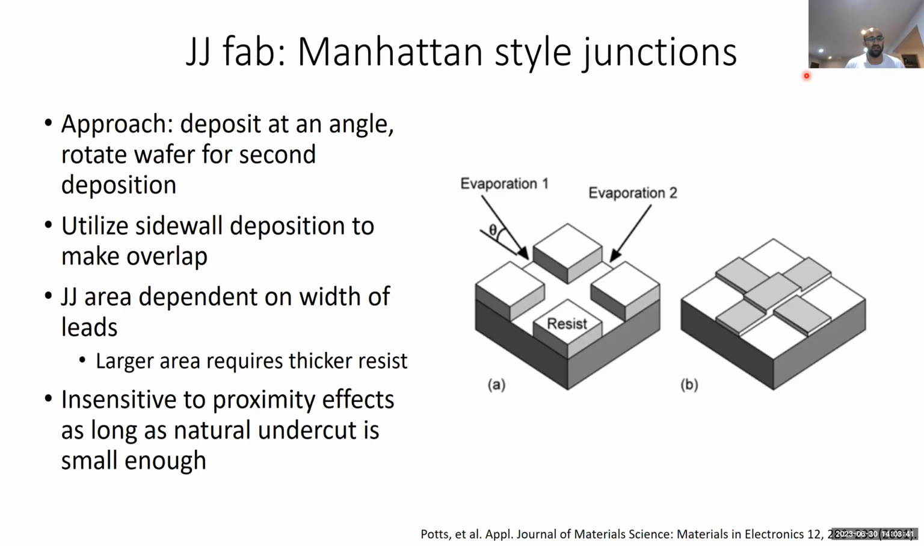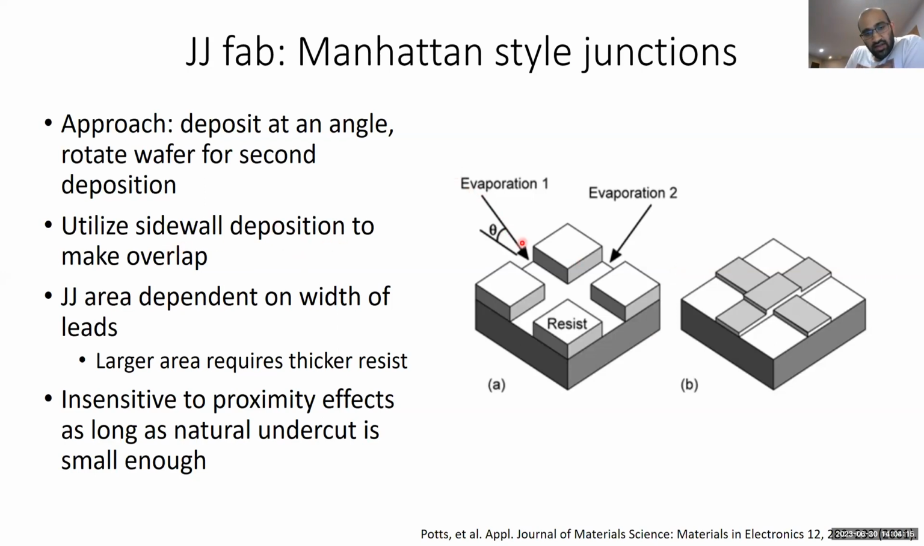The last style that I want to talk about is the Manhattan style. So the Manhattan style is a seemingly very simple method. Basically, you pattern a cross that looks like this, and you deposit at an angle, and then for your second deposition, you will rotate the wafer along the planar axis and deposit along this direction. And here again, you're using deposition on the sidewall to make an overlap.